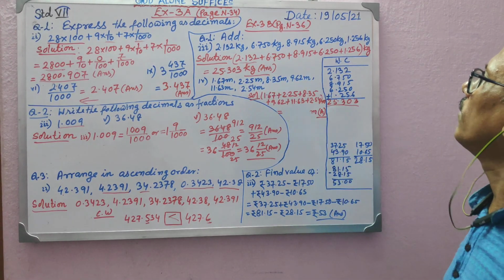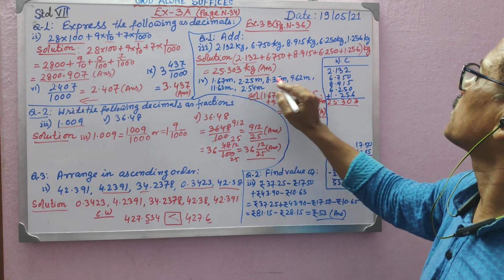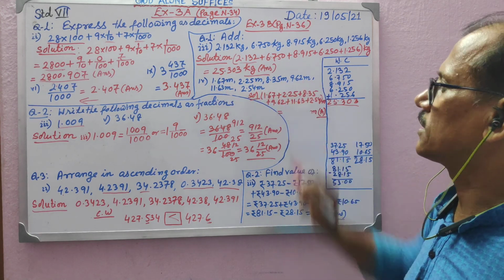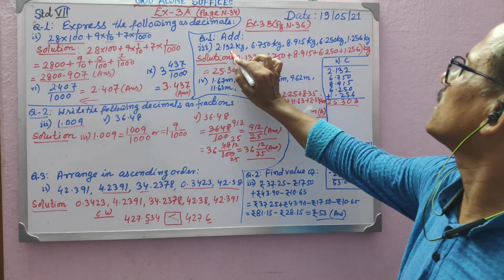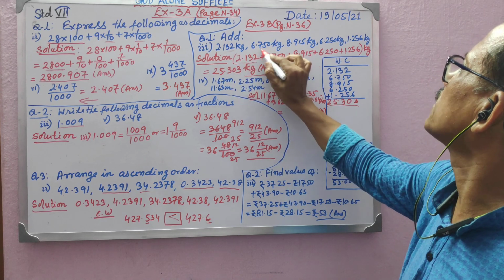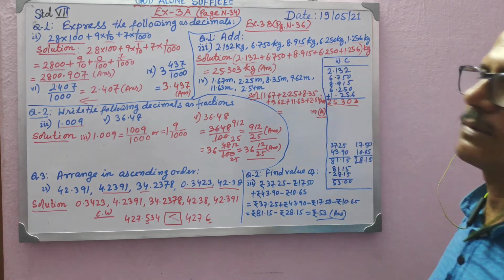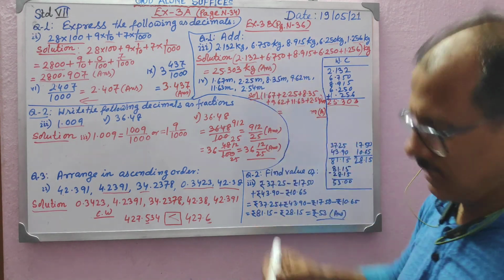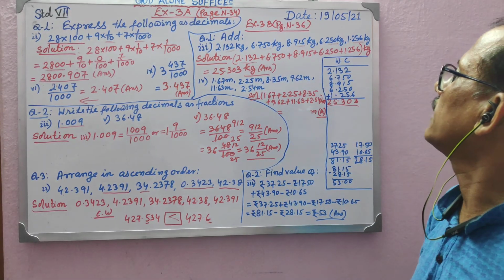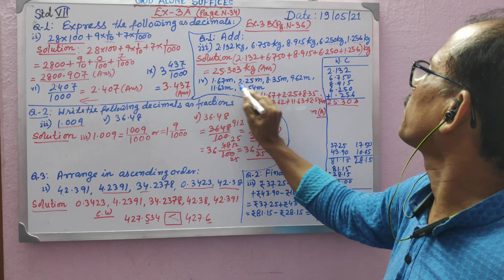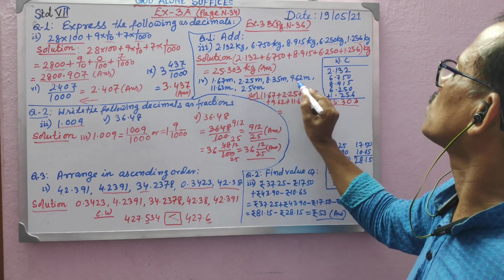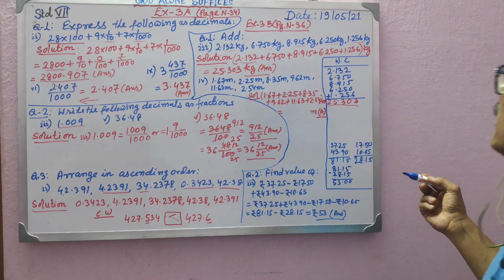Now this one, how will you add it? This plus this plus this plus this plus this plus this. See, in the previous case it was like decimals: 3 decimal places, 3 decimal places, 3 decimal places, 3 decimal places and 3 decimal places. But in this case they are not like decimals, you see. 2 decimal places, 2 decimal places, 2 decimal places. Okay, these are also like decimal places.